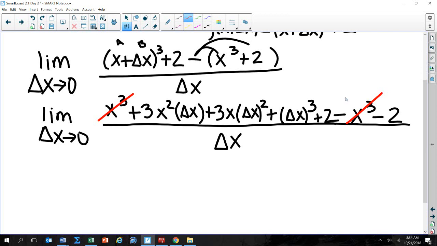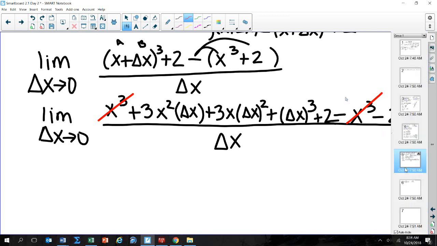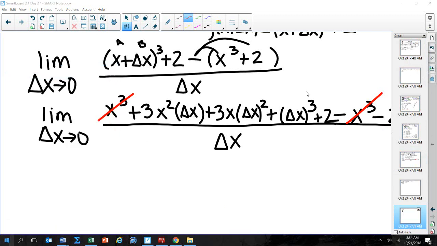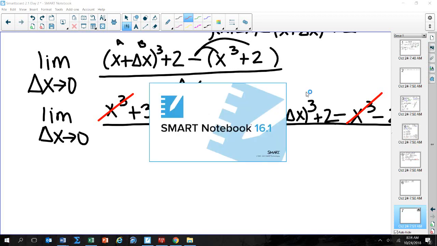Okay, so go ahead and write out what's left in a separate line, while I get up a new Smart Notebook.